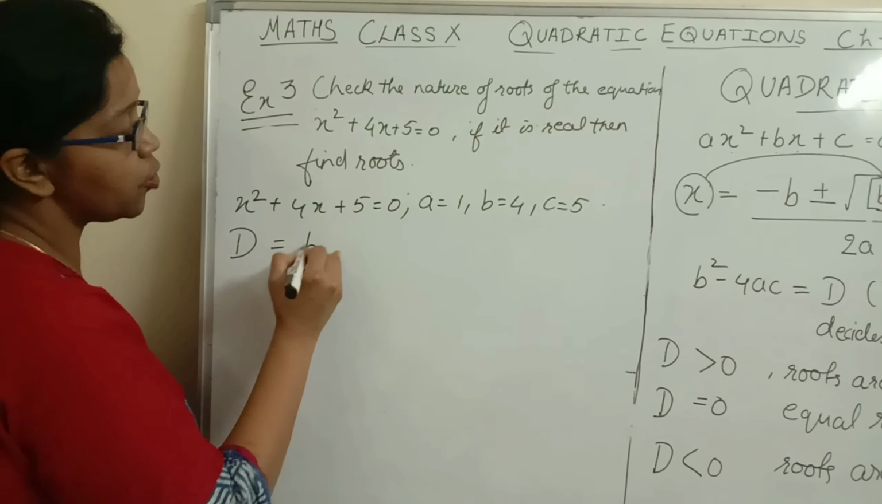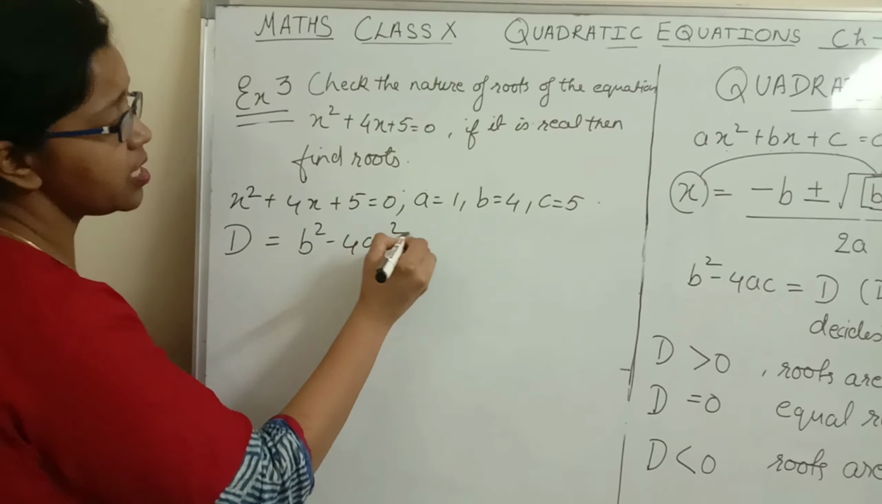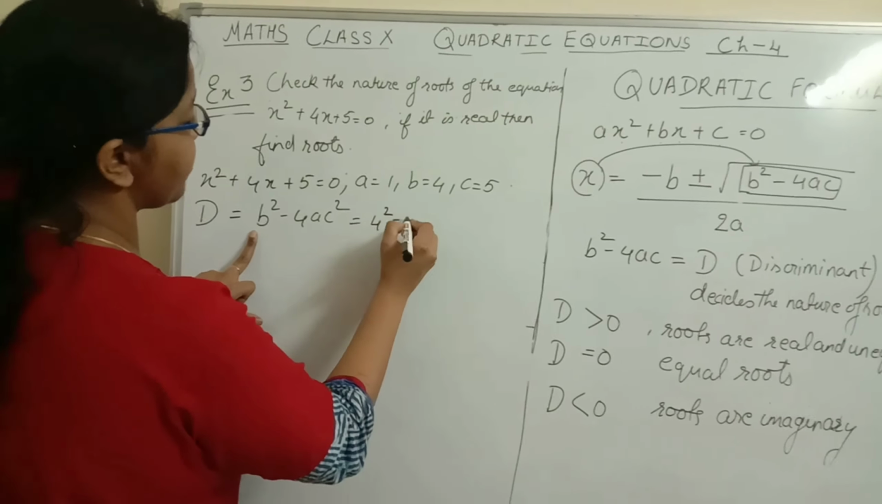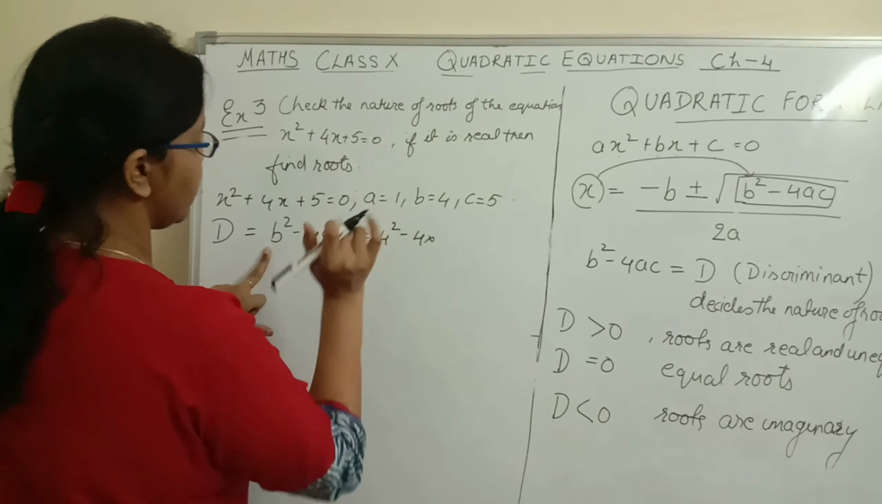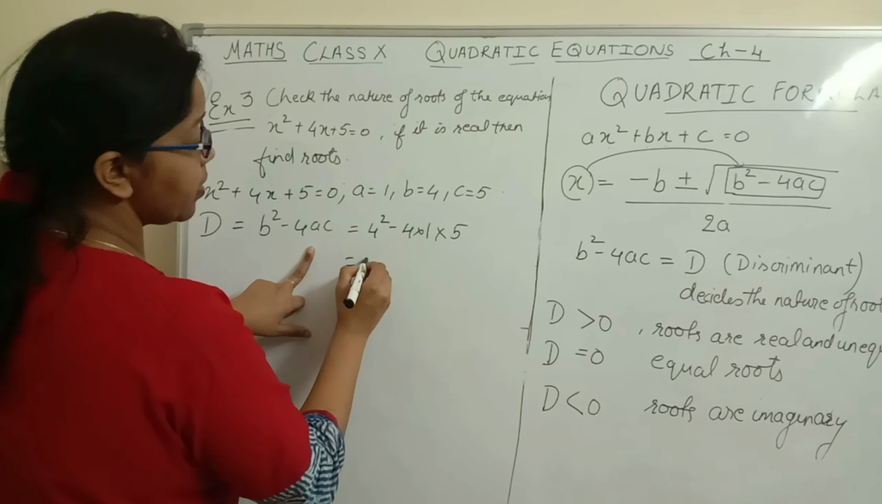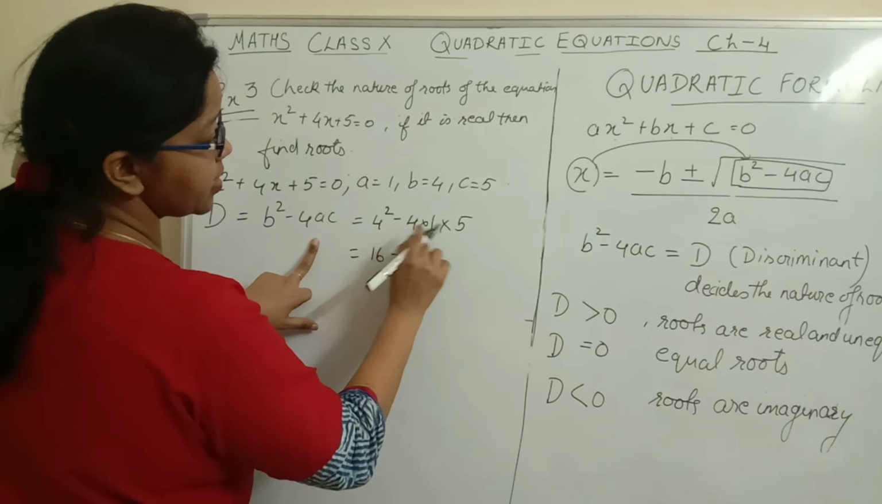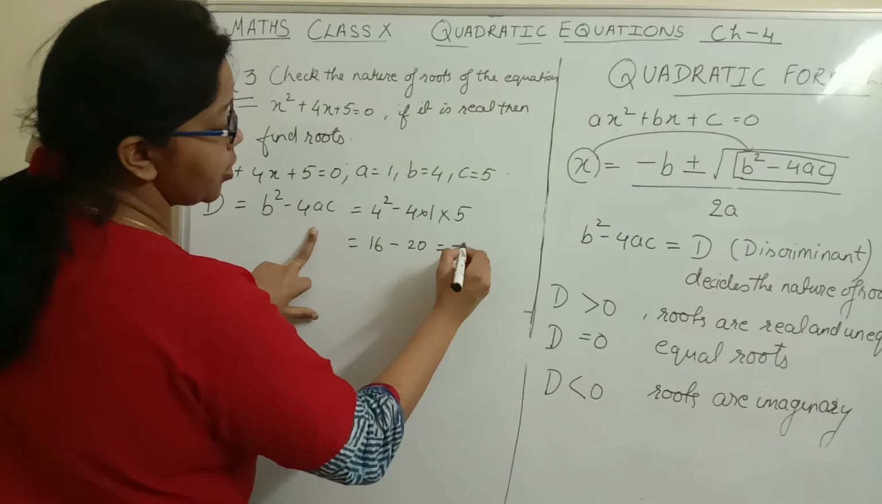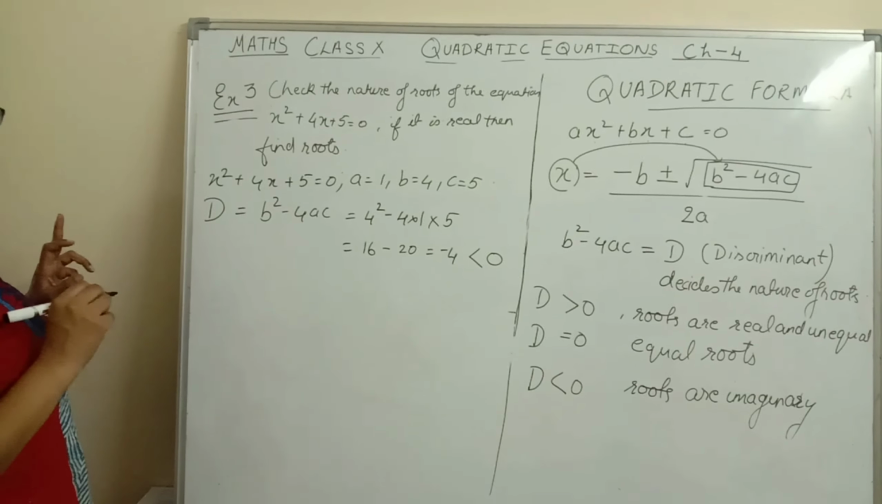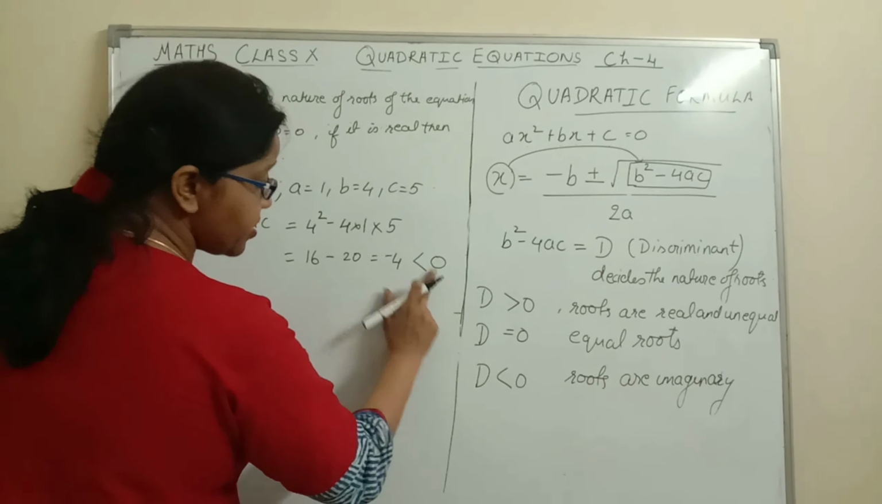So the nature of the root is decided by d. The value of d is what? b square minus 4ac. We will put all these values of a, b, c over here. b is 4, so 4 square minus 4 into 1 into 5. It will become what? 16 minus 4 fives are 20, which is equal to minus 4. It is less than 0.